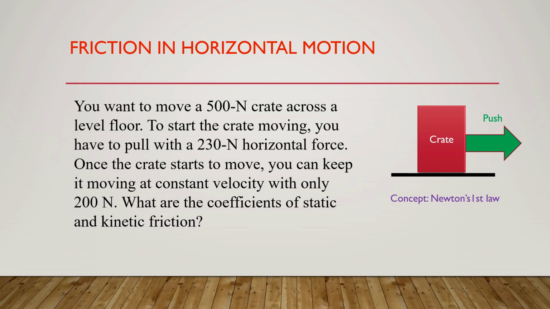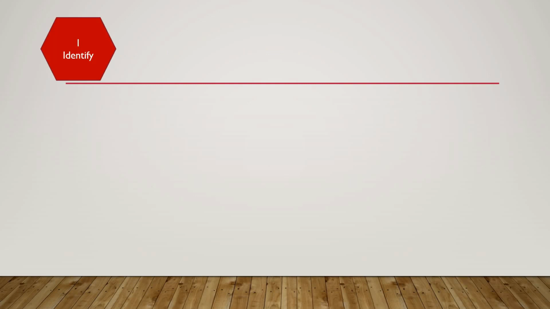In both the cases, when the crate is at rest or the crate is in motion, there is no change in velocity, means acceleration is zero, means the body is in equilibrium, so we will use Newton's first law of motion. First we have to identify the relevant concept. As the crate is in equilibrium in both the cases, we have identified that Newton's first law will be used. The variables are coefficient of static friction and coefficient of kinetic friction.